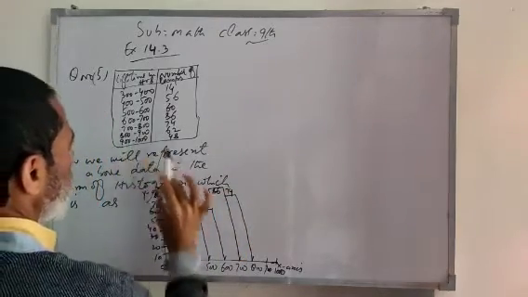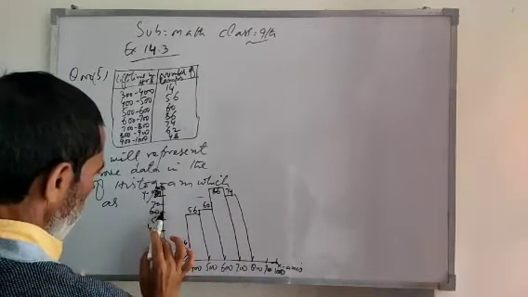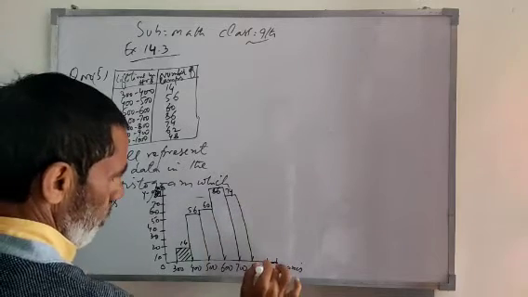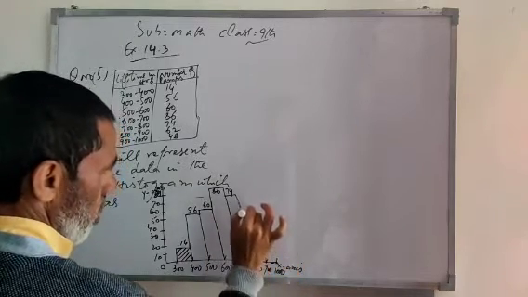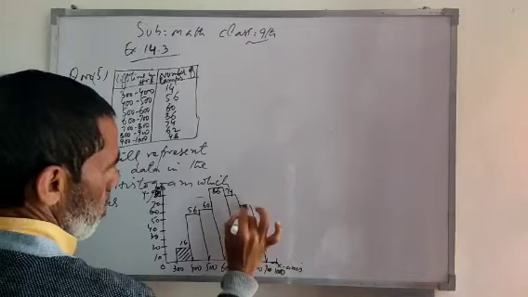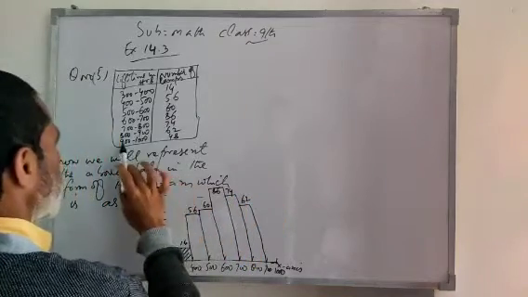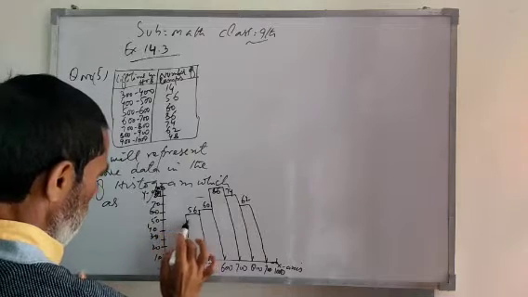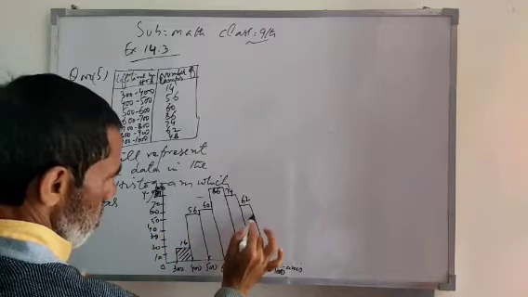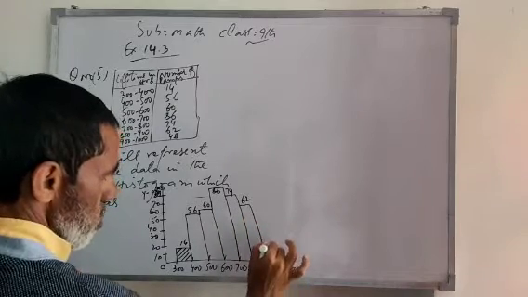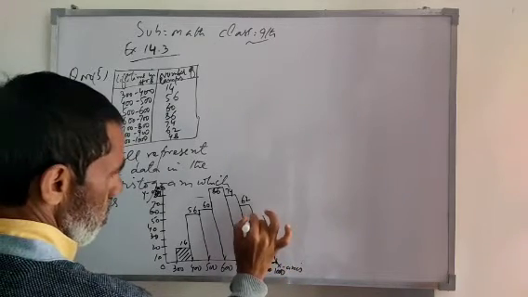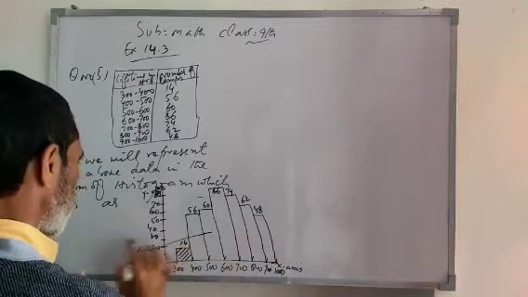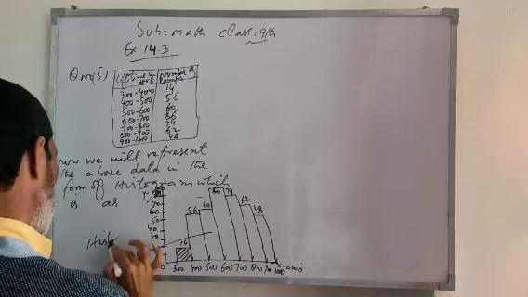And 800 to 900 is 62. This is 62. Last is 900 to 1000, 48. This is 48. And this is the histogram of the given data.